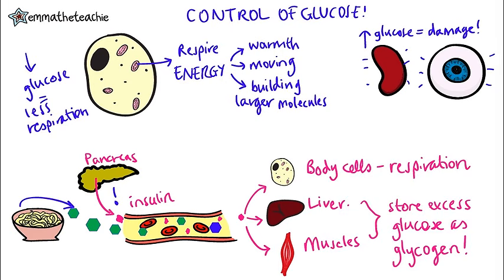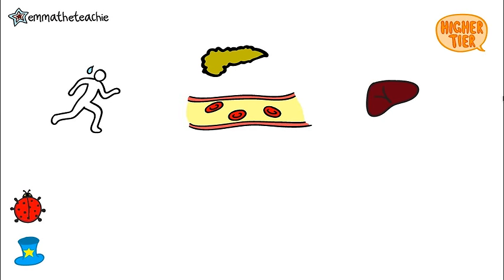And when the blood glucose levels are low, the glycogen can be turned back into glucose. If you're studying higher tier, watch on to find more about this. If you are studying foundation tier, just skip ahead to the questions. Okay, let's look at what happens when blood glucose levels drop. This could happen due to exercise, because your cells are respiring faster, using up more glucose.